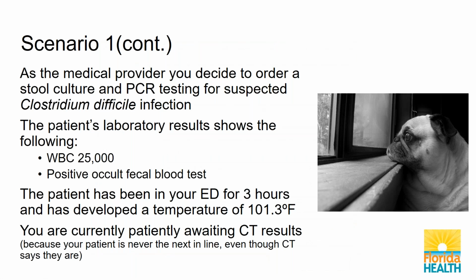So our scenario continues. As a medical provider, you decide to order a stool culture and PCR testing for suspected C. diff infection. The patient's laboratory results show the following. They have a white blood cell count of 25,000, a positive occult fecal blood test. And what does an occult fecal blood test look for when you order that? Oh, Angela, so fast. Very good. Blood in the stool. I love it.